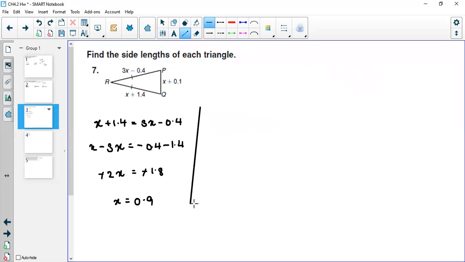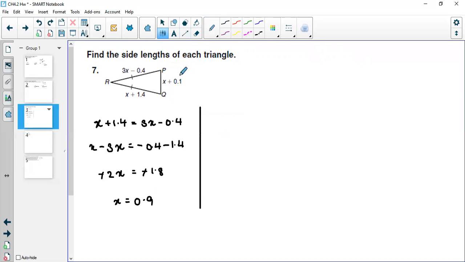So let me start with any side. You can choose any side. Let me start with RQ. That's x plus 1.4. So x is 0.9 plus 1.4, that is 2.3. So RQ is 2.3.